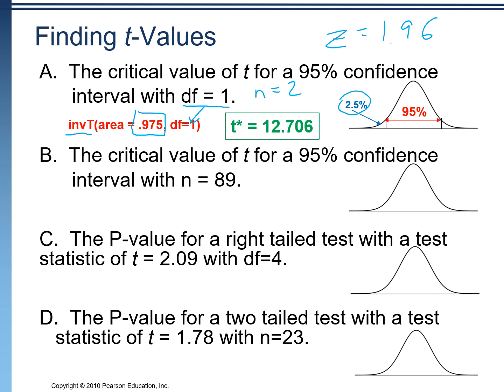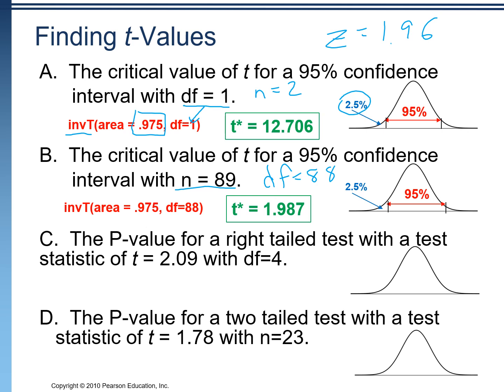Part B, same thing, but we have a different sample size, 89, meaning our degrees of freedom is 1 less than that, 88. Okay, we go into inverse t, put 0.975 for the area, 88 degrees of freedom, and we get a critical t-score of 1.987. So these are all for a 95% confidence interval.